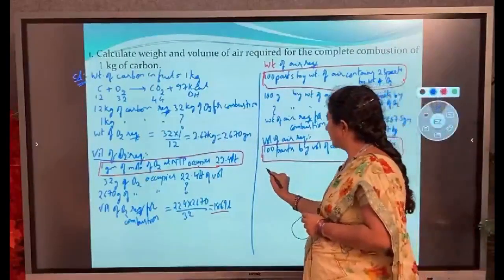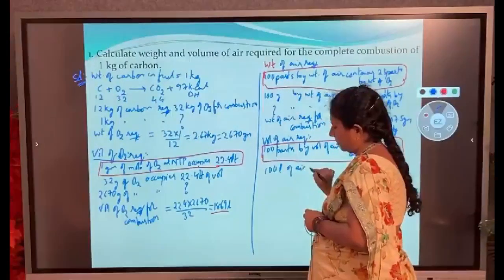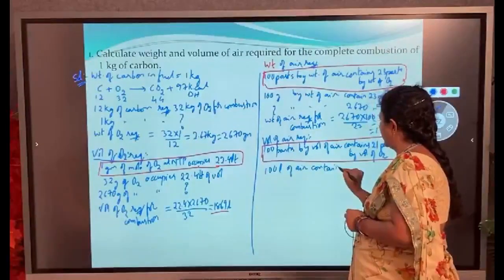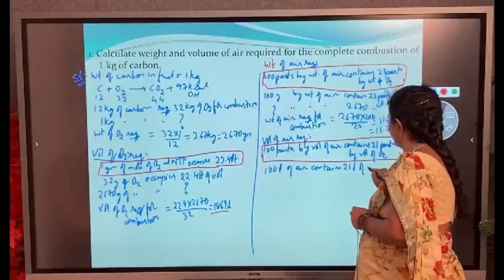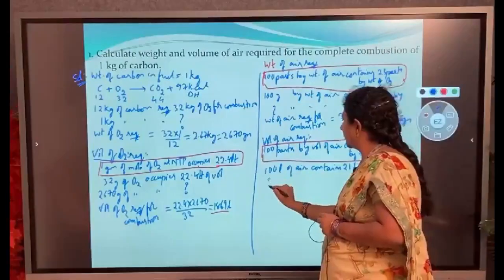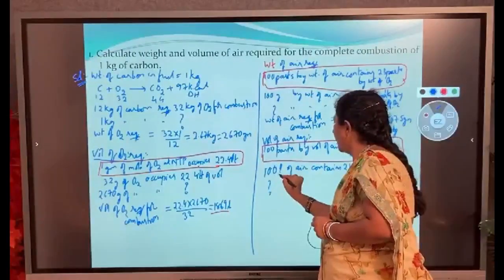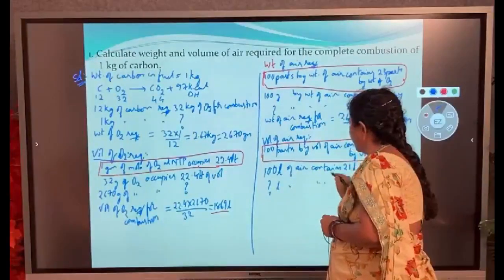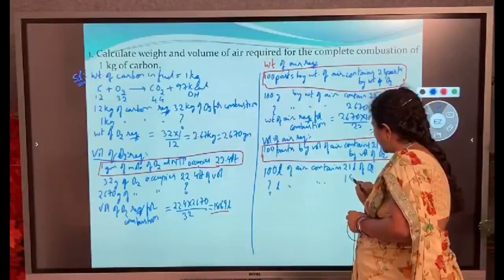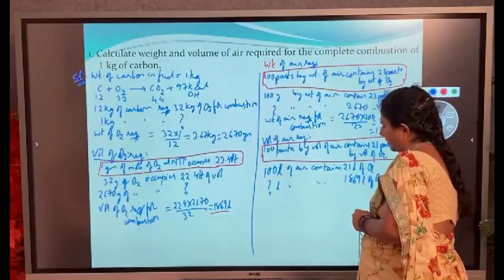That means 100 liters of air contains 21 liters of oxygen. Now, how many liters of air contains 1869 liters of oxygen?